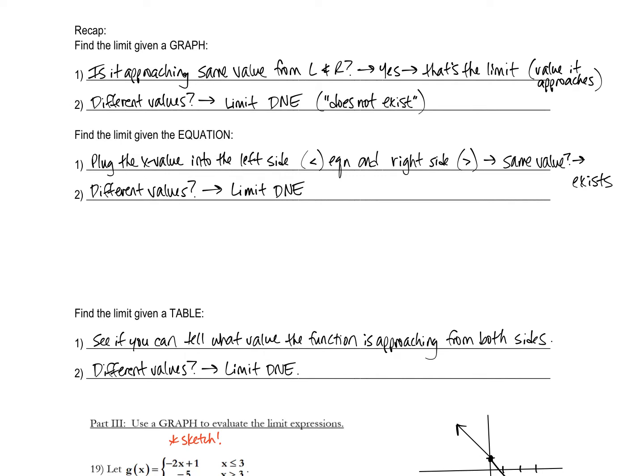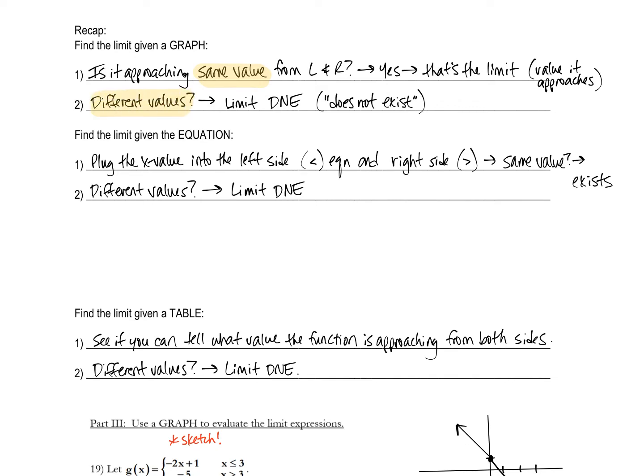And again, if I go too fast, then just pause the video and copy these down. But is it approaching the same value from the left and the right? It's got to be approaching the same exact number. So remember the analogy, if I'm standing at the board and I'm tracing the graph with my left hand, and then I'm tracing it with my right hand, and I'm approaching a specific x value, are my hands going to meet? Or are they ending in different places? So that's how you decide if the limit exists or if it doesn't.